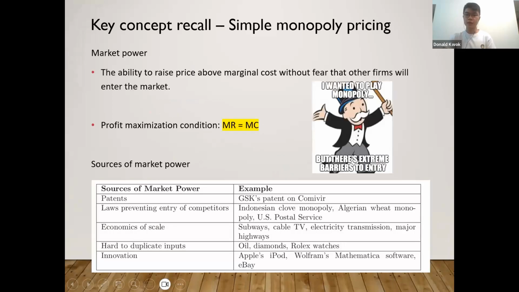The first concept that I would like to review is about market power. So it is saying that a firm has the ability to raise price above marginal cost without fear that other firms will enter the market. So this is what it means by market power.